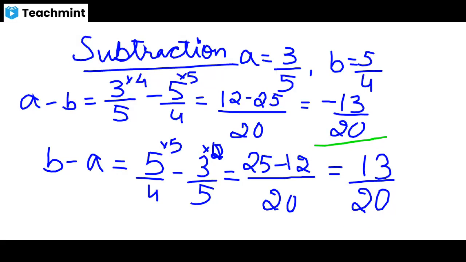Are they equal? No, ma'am. You can write a minus b is not equal to b minus a. So you will write a minus b is not equal to b minus a. So therefore what conclusion can you write here? Therefore subtraction will not be commutative for rational numbers.